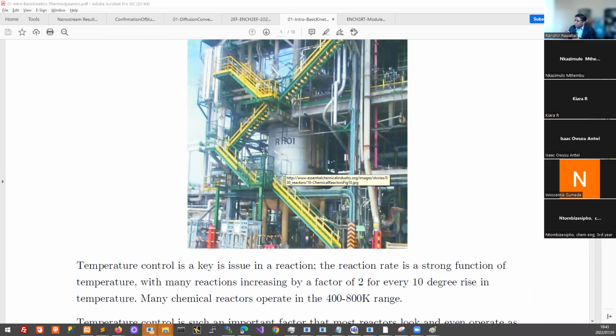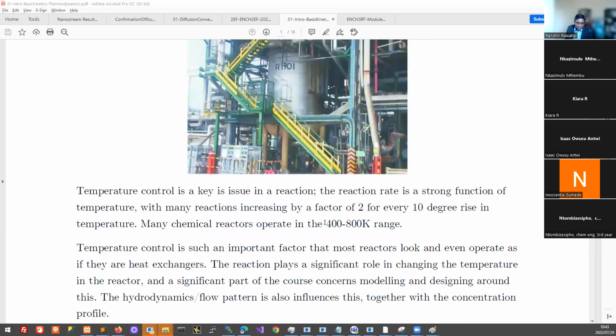double for every 10-degree rise in the temperature, right? Can you imagine that? Just a 10-degree change in the temperature and the reaction rate doubles. And obviously that changes from reaction to reaction, but for many, many reactions, it's approximately on that order. Okay. So typically our reaction rates are in this range.